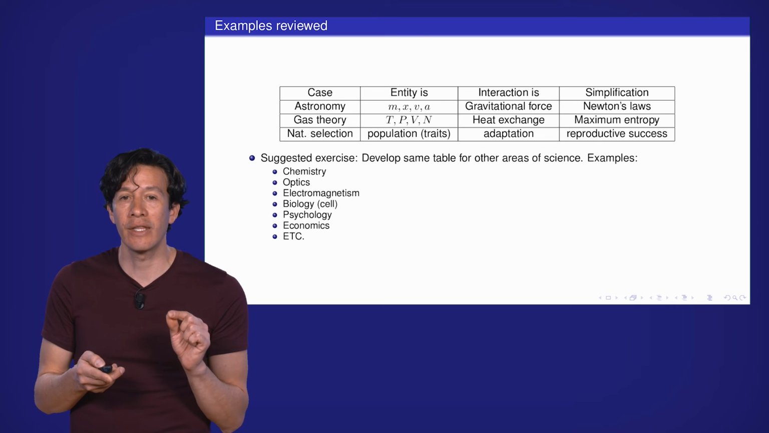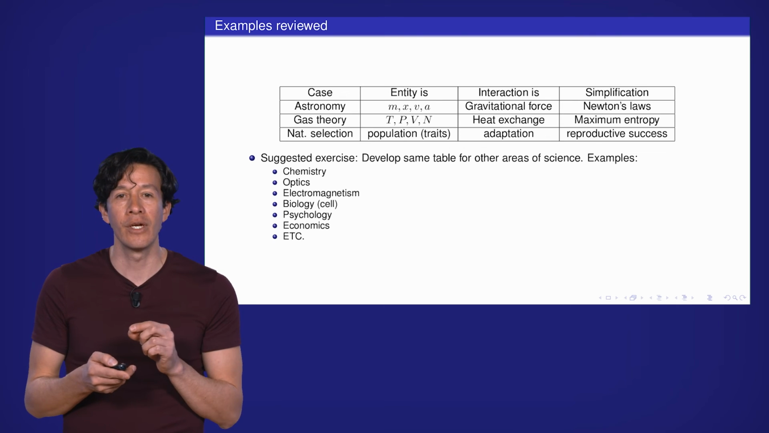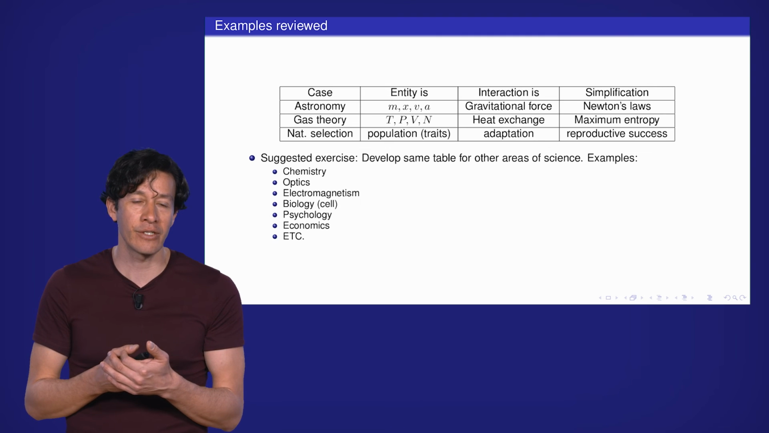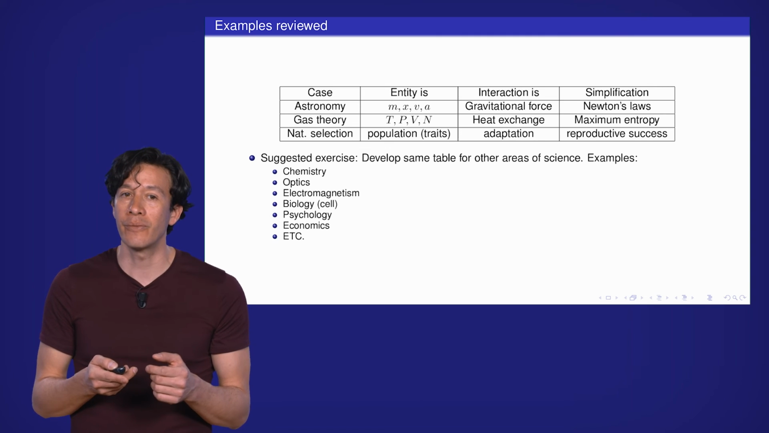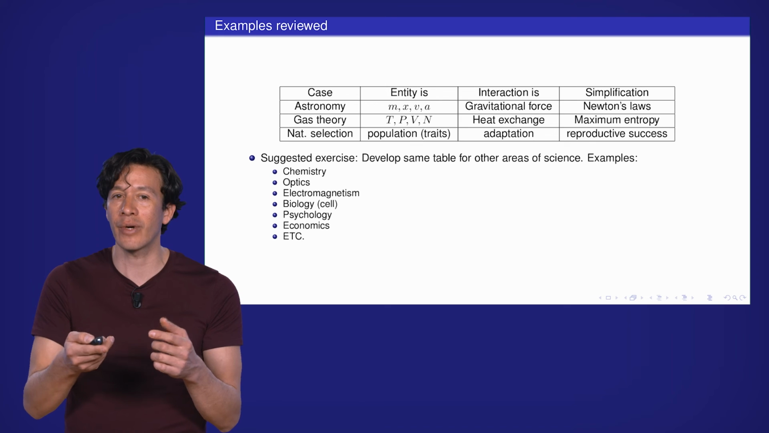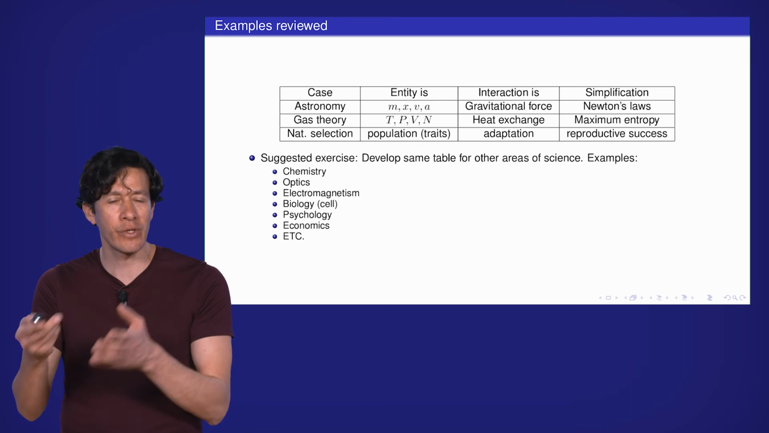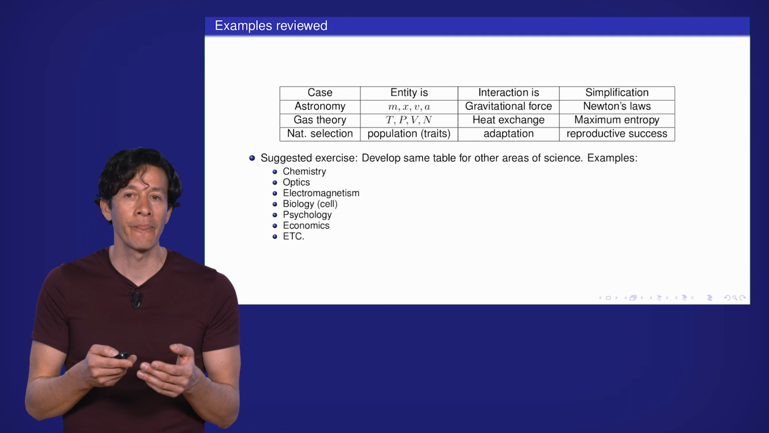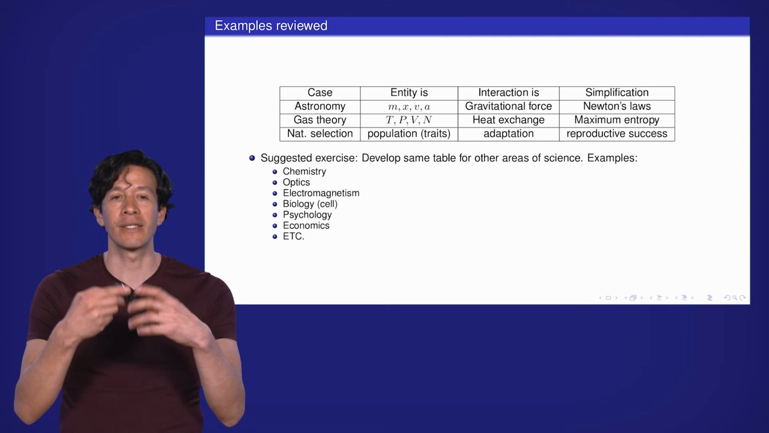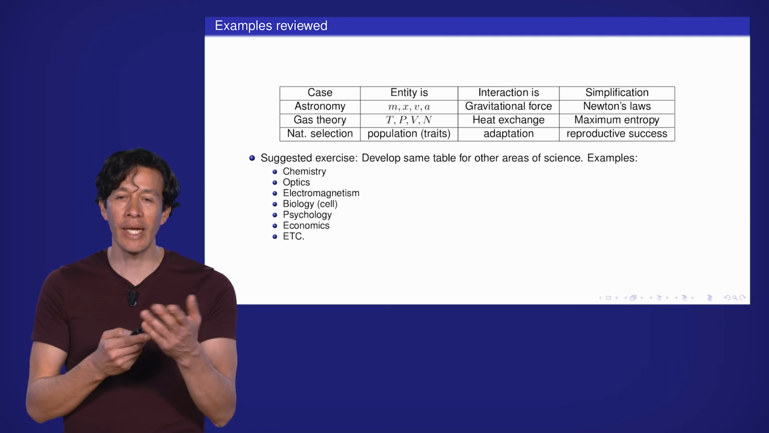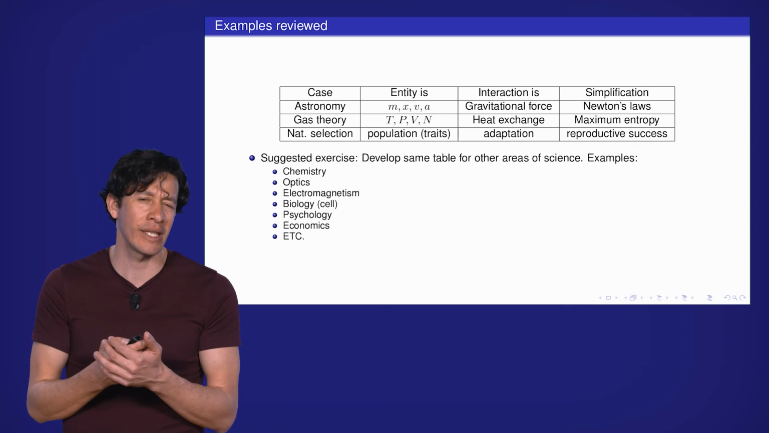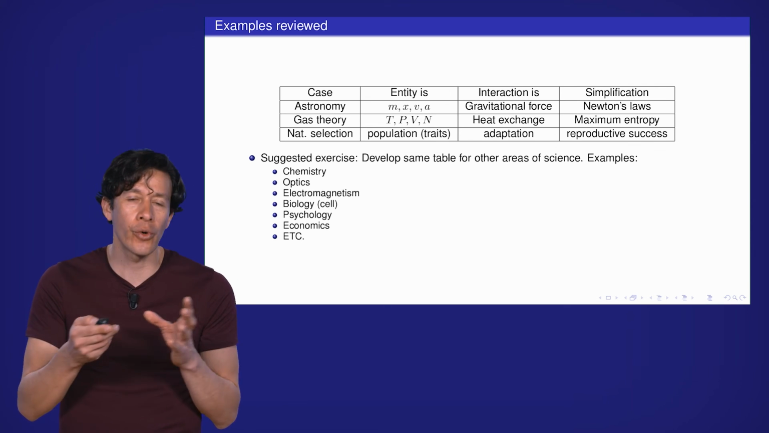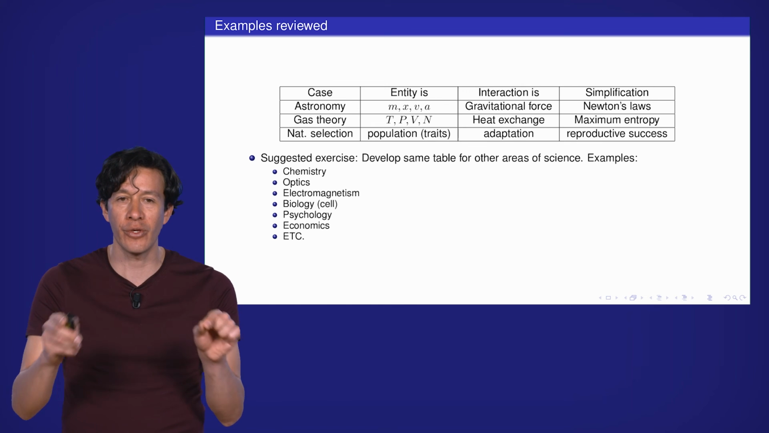So I give you this very simple exercise. I suggest that you try to develop the same table for other areas of science. I give some examples of these areas of science here, but you can choose any other you want, and explain how entities are described in chemistry or in optics, what types of interactions are necessary to describe, for example, a chemical phenomenon, and what is the simplification that makes things easier. In all these phenomena you can write this. Maybe you might need more than one simplification or more than one interaction, but never more than two or three. It's always reducible to something you can write.